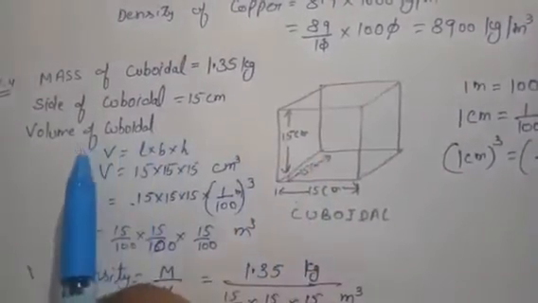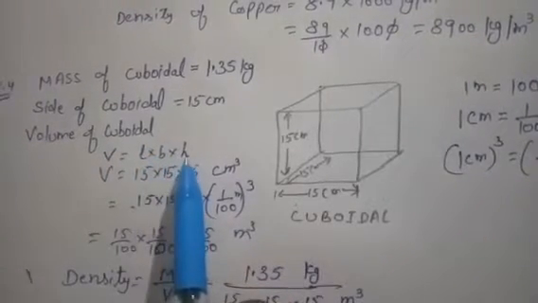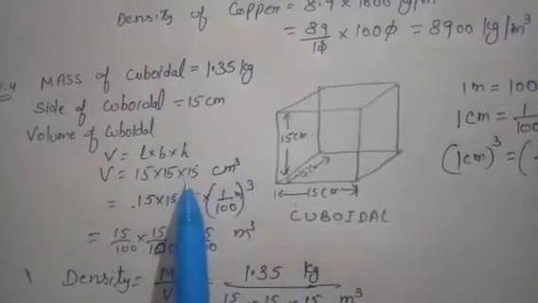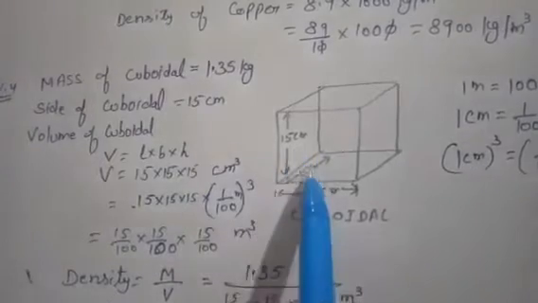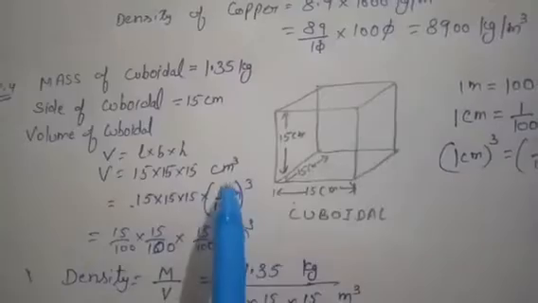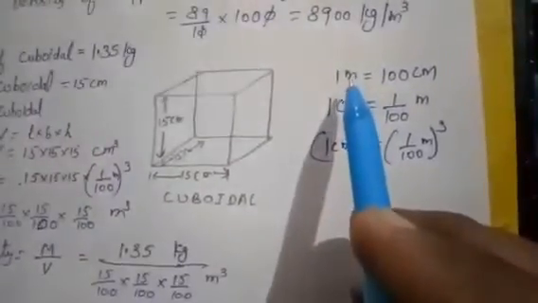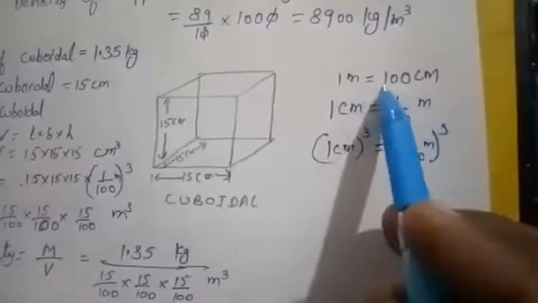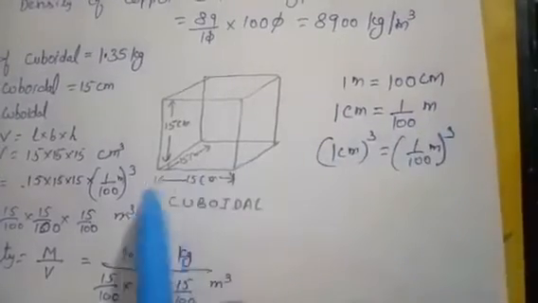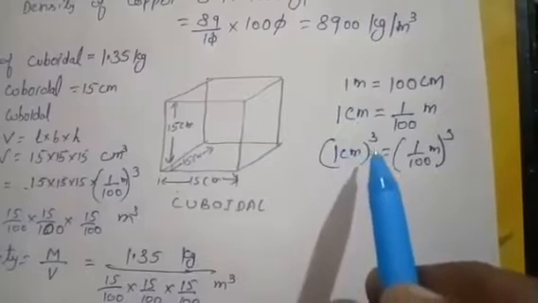First we will calculate the volume of the cuboid. As you know, the volume of the cube is length into breadth into height, because all the sides are equal. So you will put 15 multiplied by 15 multiplied by 15. Because it is in centimeter, the volume will be in centimeter cube. Now we first convert centimeter into meter. As we know, 1 meter equals 100 centimeter, cross multiply, then 1 centimeter equals 1 over 100 meter. Because here it is centimeter cube, we will cube on both sides.